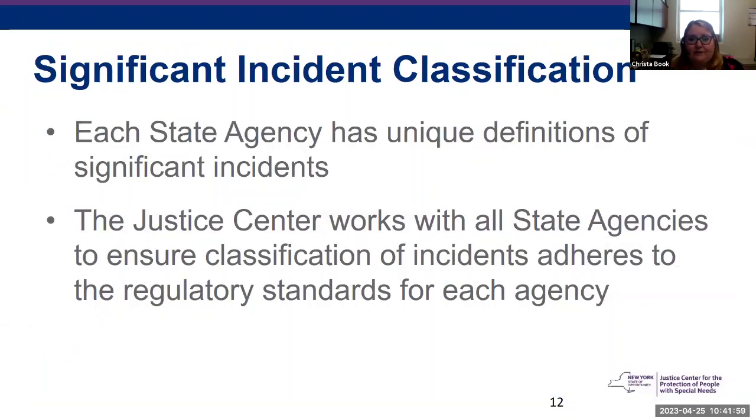Significant incident classification. So each state agency has their own definition of significant incidents. So we work with all state agencies to make sure that classification of these incidents adheres to the regulatory standards for each agency. And again, those get referred back to the agency. The Justice Center does not investigate significant incidents.